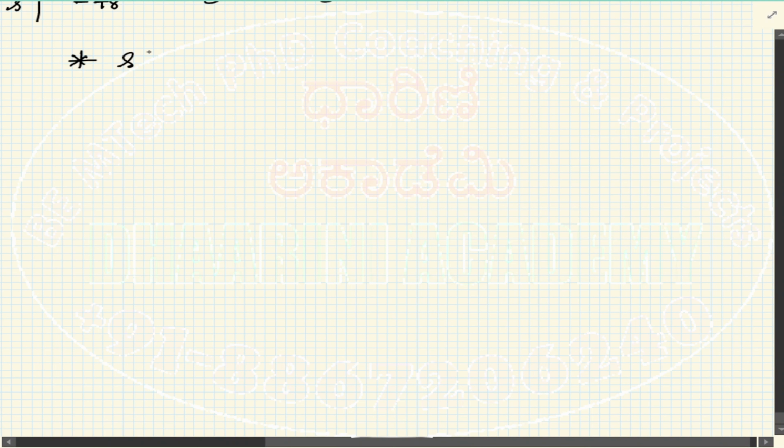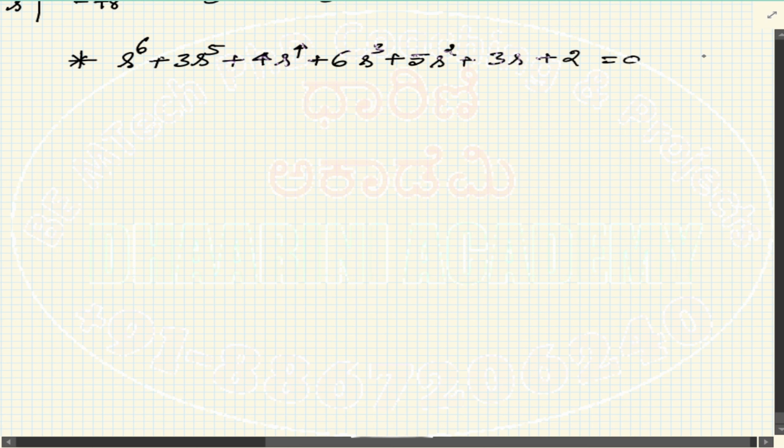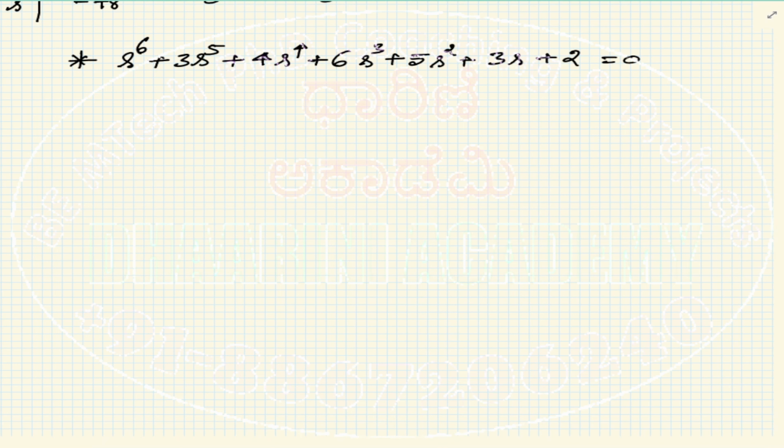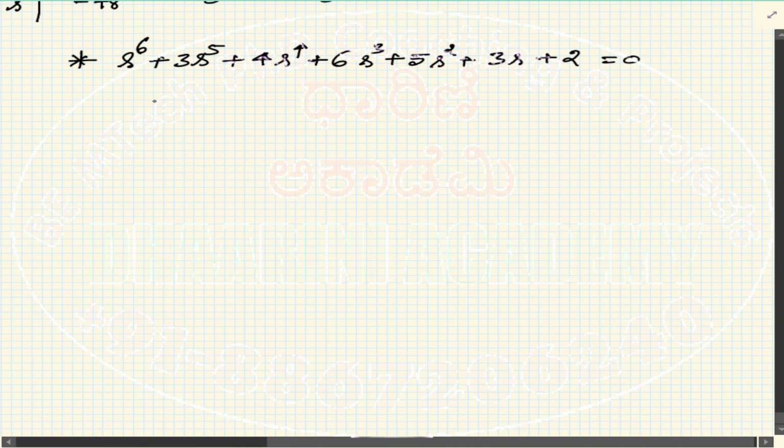This is s to the 6 plus s to the 5 plus 4 s to the 4 plus 6 s cubed plus 5s squared plus 3s plus 2 equal to 0. Right. So we'll draw the Routh table.